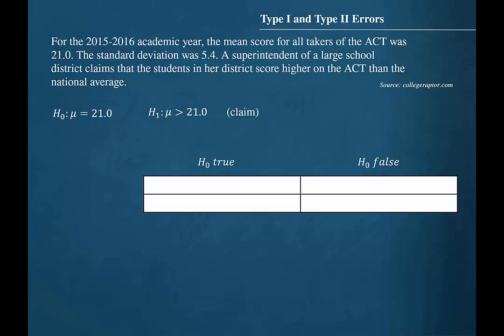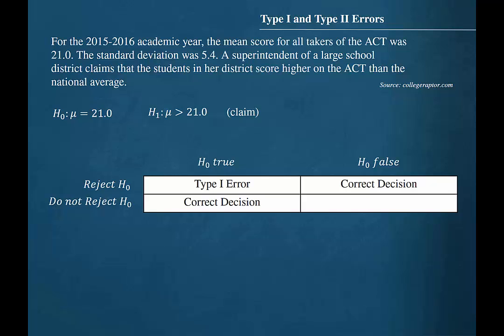Let's organize all possible outcomes for this test in a table. Once the test has been conducted, one of two things will happen. The null hypothesis will be rejected, or the null hypothesis will not be rejected. If the null hypothesis is false, and it is rejected, then a correct decision has been made. If the null hypothesis is true, and it was not rejected, then again a correct decision has been made.